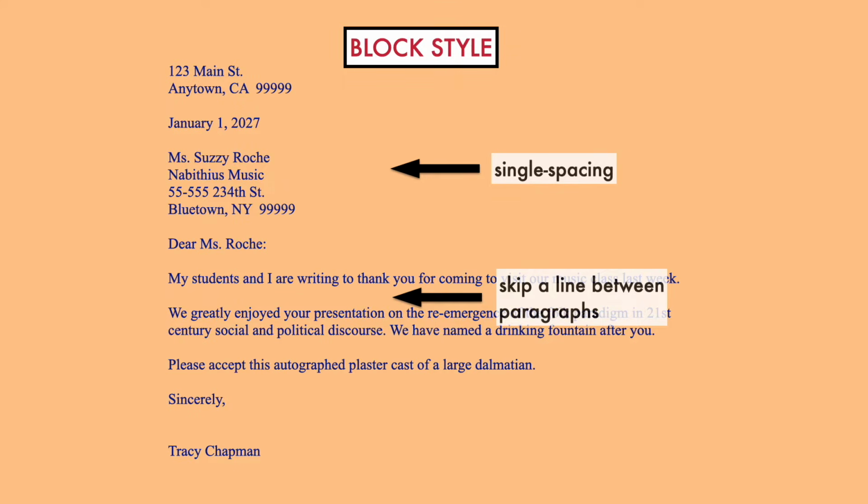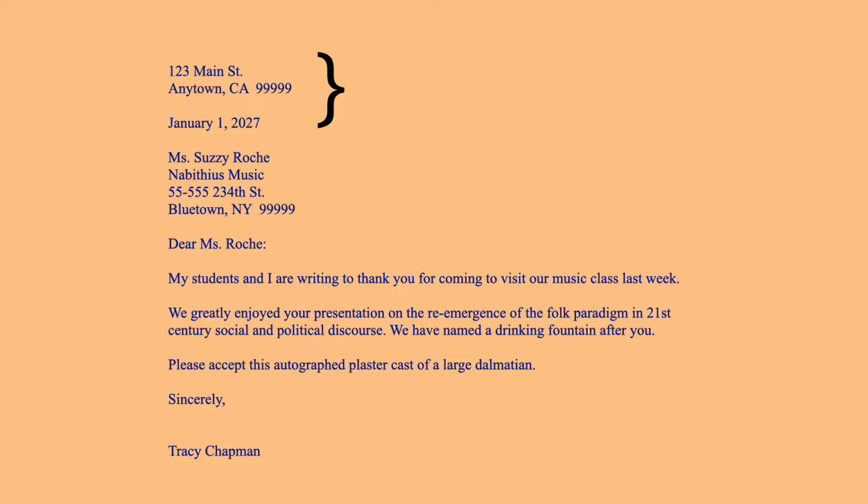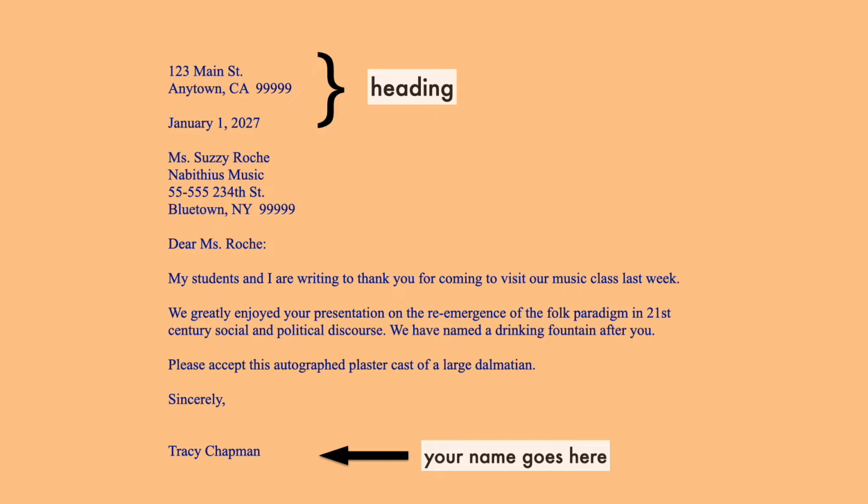Sometimes you have the line spacing option of 1.15. I actually think that looks better. So up top here, you have your street address, a skipped line, and the date. This is called the heading. It might seem logical to put your name up here, but don't. In standard business letter format, you don't put your name here. That goes at the end of the letter only.